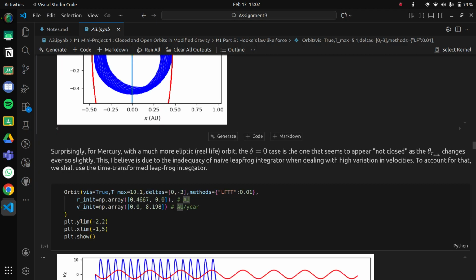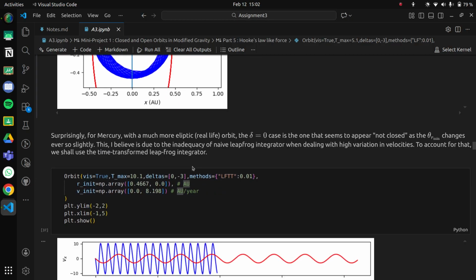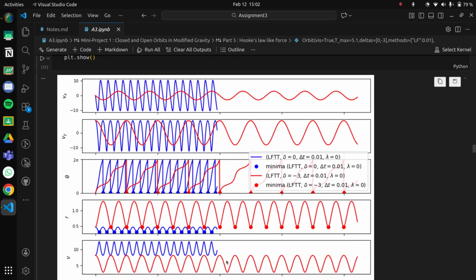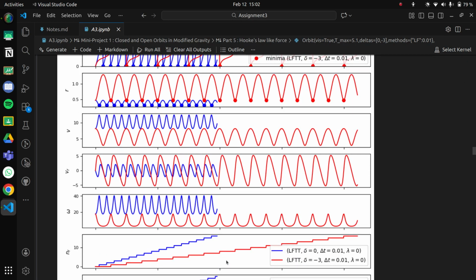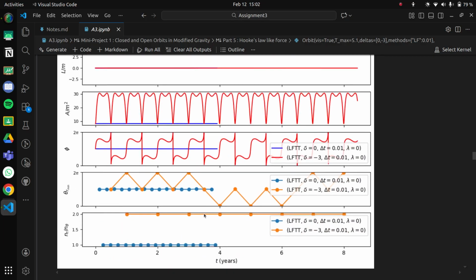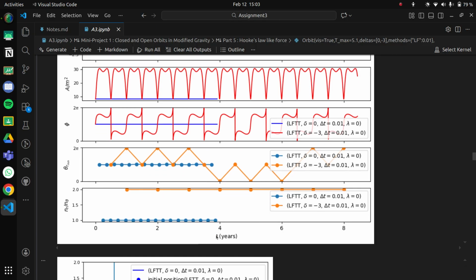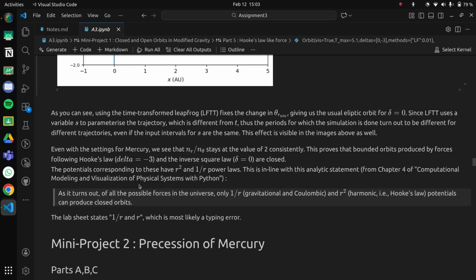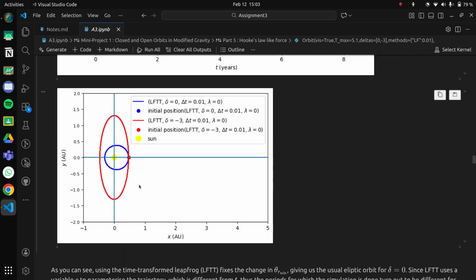So to change it, all we have to do is just take smaller time steps near the aphelion, which is what this time transform leapfrog thing does. And I won't get into specifics, but now it gives you no weird precession that we were getting before. Now it's just going straight. Yeah, and once again you see that this is more or less a closed orbit, and this is just the same image but with this new integrator. Okay, so that was project 1.